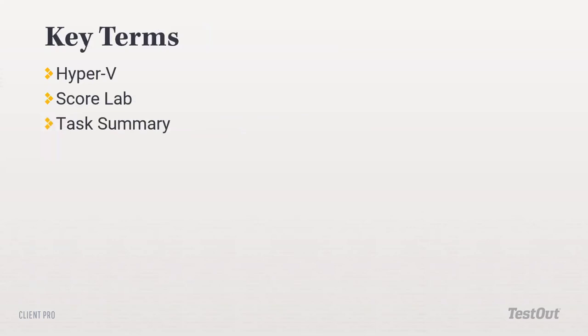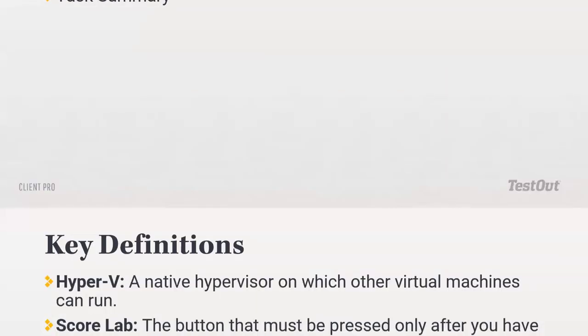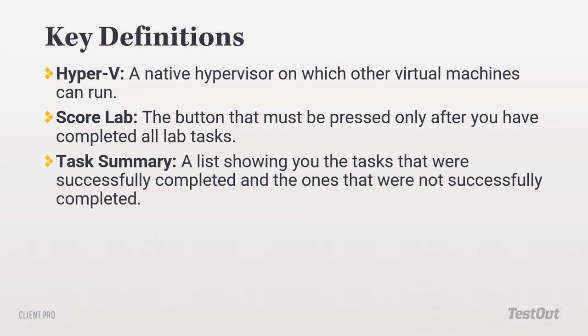Now, in this section, you are going to be faced with some terminology that you may or may not have previously encountered, and some mechanics for you to follow to make sure that you get the credit that you deserve. And so we'll talk about Hyper-V, the Score Lab button, and then the task summary that you'll encounter for each of the labs. So first, what's Hyper-V?